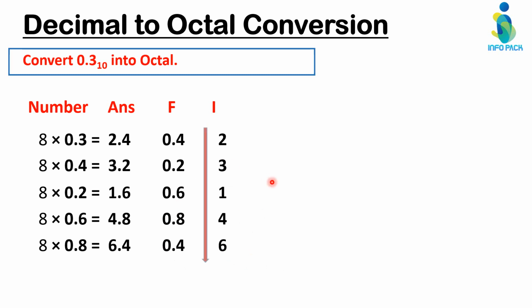Now be careful when you write the integral parts, you have to write them from up to down direction. Now 0.3 in octal form is 0.23146.